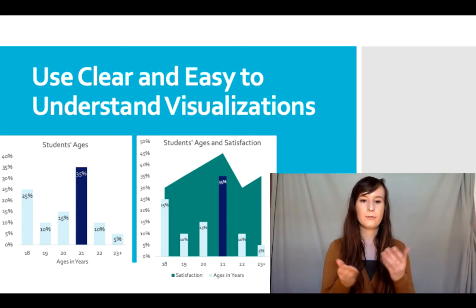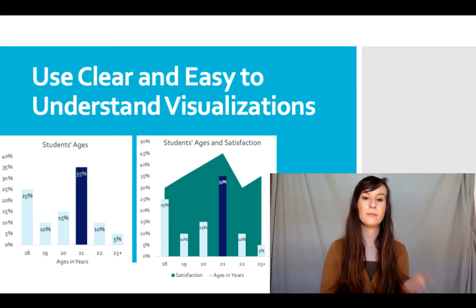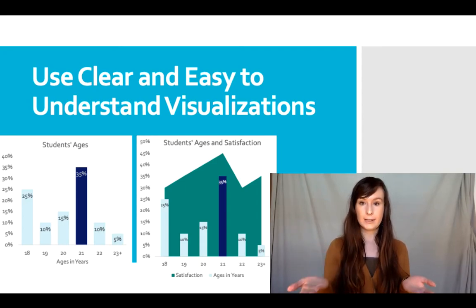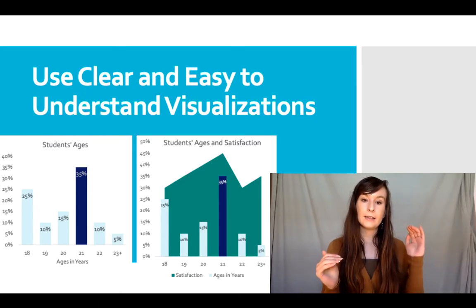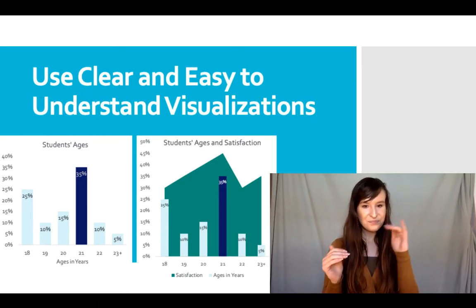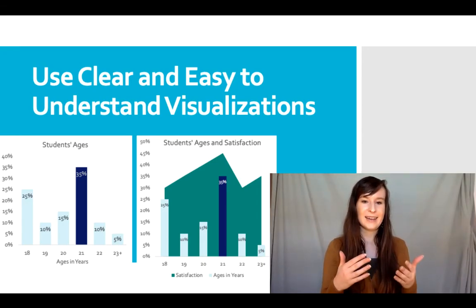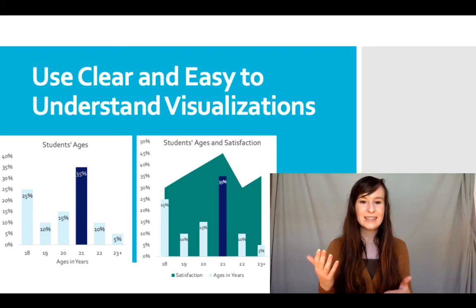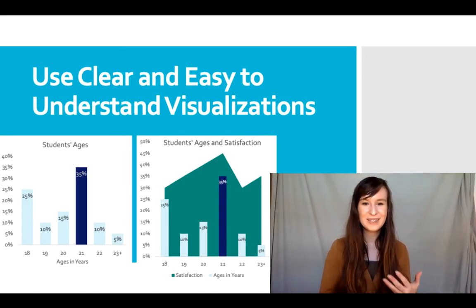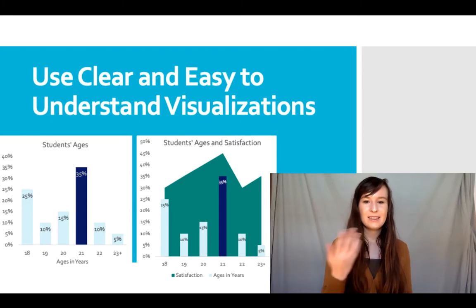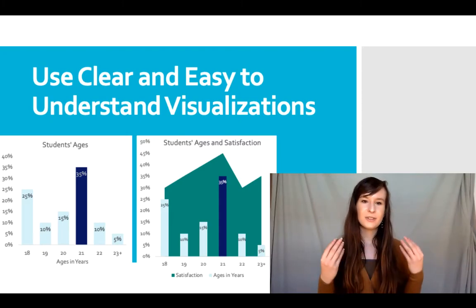So for example, if we had two different types of bar charts, one shown on the left here with students' ages, and then the one shown on the right, where we have that same information, students' ages, but now we added a satisfaction score in the background, you can see there that I added this. Just looking at it compared to the one on the left, this visualization on the right just looks confusing. There's a lot going on.